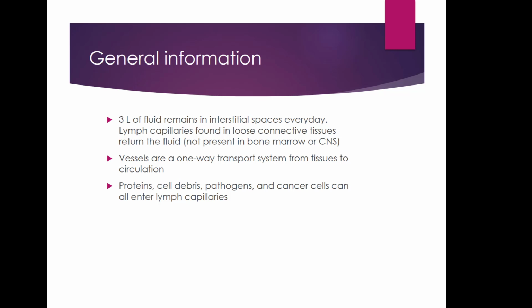So what we have, in addition to the blood capillaries, we have lymphatic capillaries, or lymph capillaries. They'll be found in the lymph connective tissue, the loose connective tissue that is surrounding the capillaries within the tissue beds. And so they will return this interstitial fluid back to circulation. Notice there are no lymphatics present in bone marrow or the central nervous system, and I'll go ahead and address that right now.